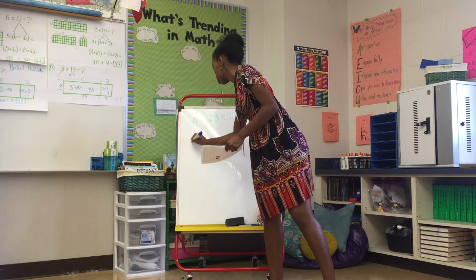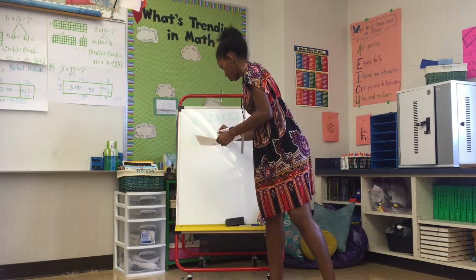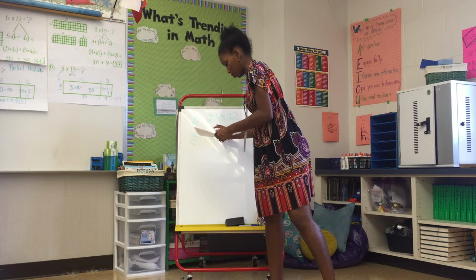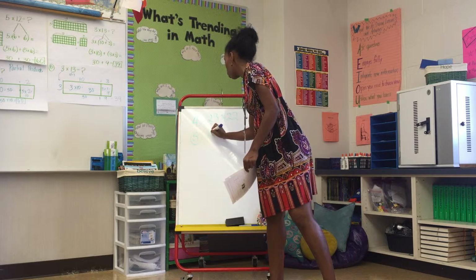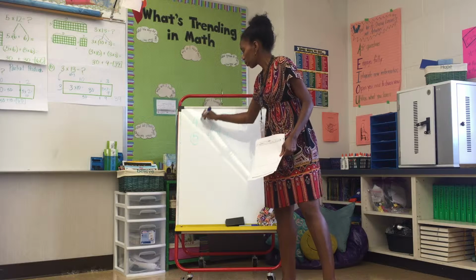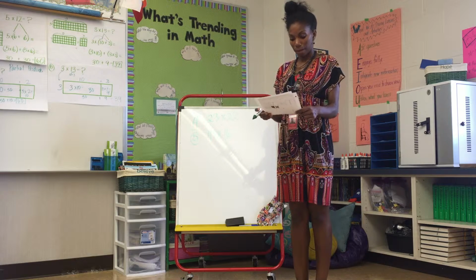This next box, I'm multiplying 3 times 10, which would equal 30. This box down here, I'm multiplying 20 times 1. Ooh, that's an easy one. I love multiplying by ones. It's just 20. And our final box, it's 3 times 1, which is also going to equal 3.